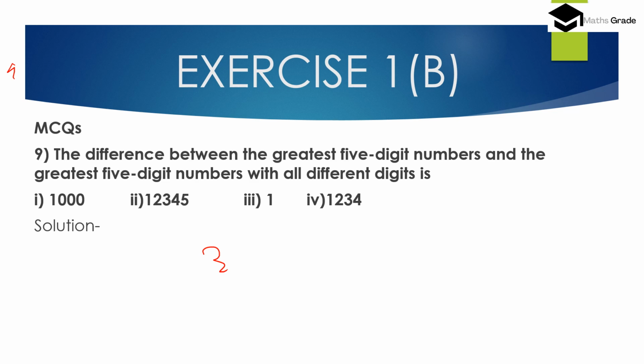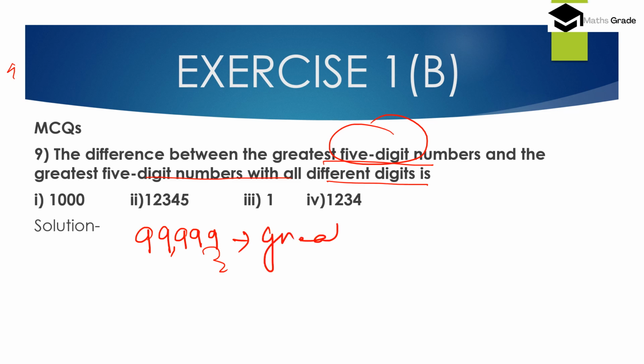Now question number 9, MCQ question. The difference between the greatest 5 digit number and the greatest 5 digit number with all different digits is, these are the options given. First find out the greatest 5 digit number. The greatest digit is 9. So if we use 9 5 times, now it is the greatest 5 digit number, 99,999. This is the greatest 5 digit number.